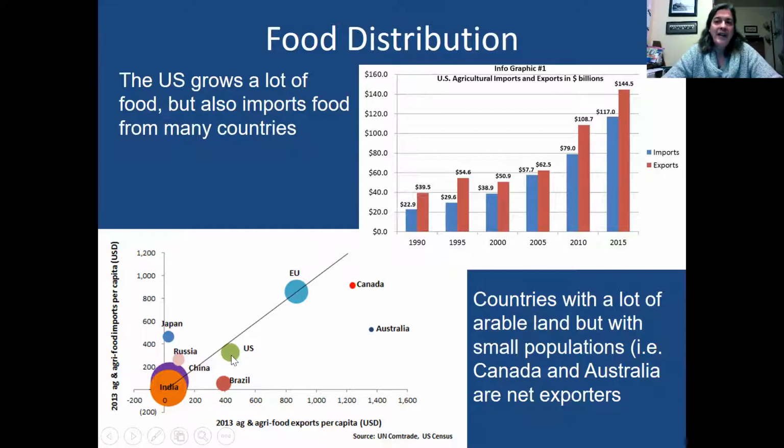The US is a net exporter, but not, sorry about that, not a huge amount, because let me just turn that off so that doesn't happen again. And go to alarm and off.